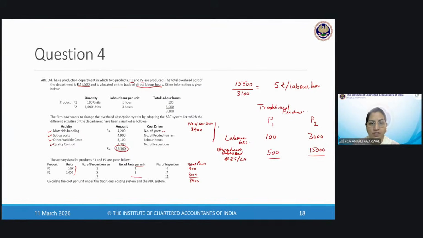The rate established is 0.50. Cost driver rate is 0.50. Is it clear to everyone? All right. Thank you, Divya, Dia.